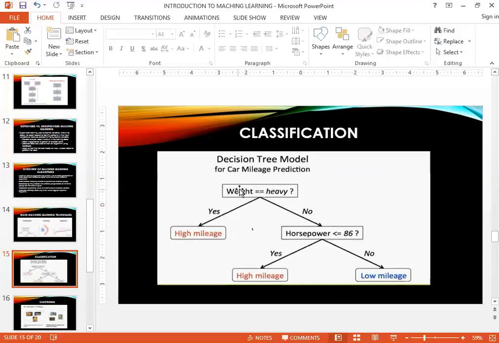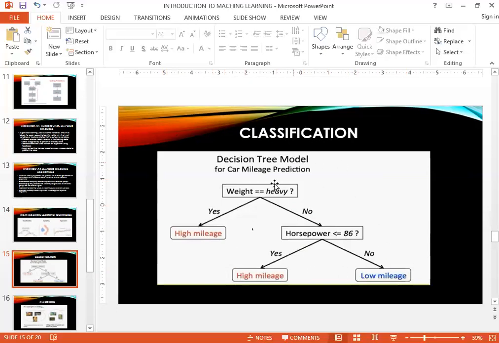So you tell the computer, okay, look, you are eventually going to be predicting car mileage. But in order to do that, you train it using some training data and say, look, the first thing you should look at is the weight of the car. If it's heavy, then it's probably going to be high mileage. If it's not heavy, then you look at the horsepower. Is it less than or equal to 86? If so, it's probably high mileage. If not, it's probably low mileage. And so you make a decision tree, and you use this decision tree to train the computer, right?